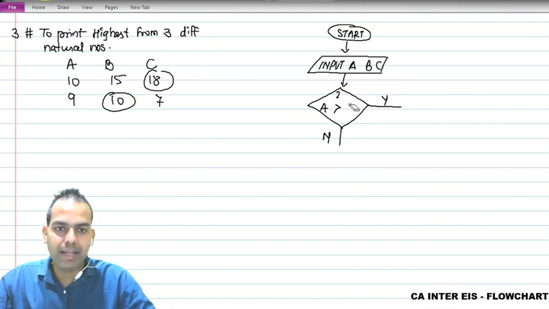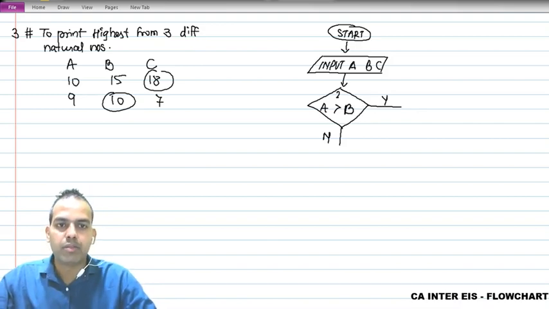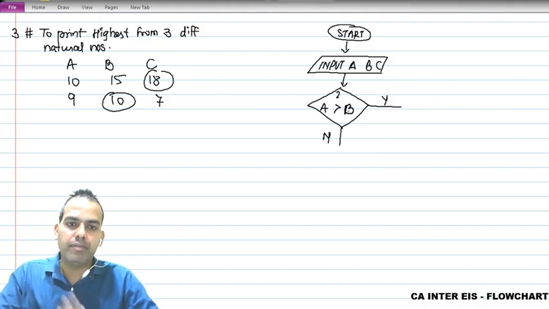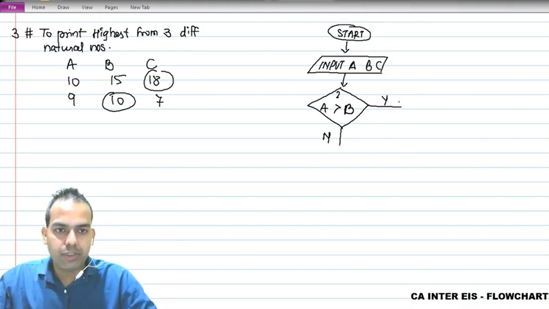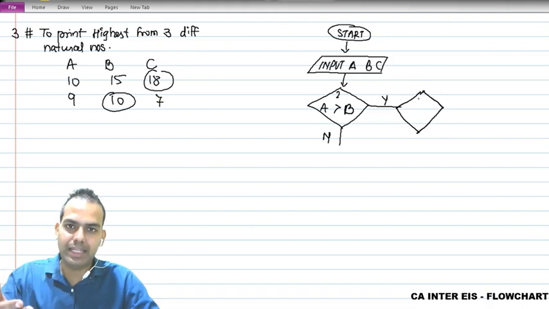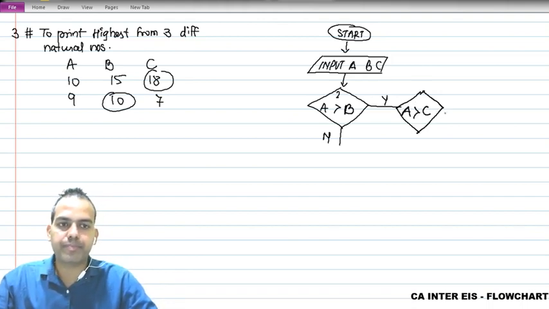Okay, I compared A with C, you compared A with B. That's better in sequence. So let me write A with B. So, is A greater than B? If the answer is yes, that means A is greater. But if the answer comes no, then B is greater. After that, we should again compare whoever was highest. If A is greater than B, that means A is highest, so we'll take up A compared with C.